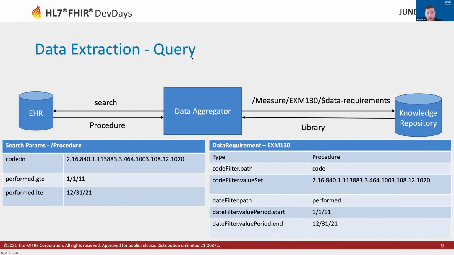And as noted, we're proposing that for R5 as an addition, and we plan to add that as an extension to the quality measure IG, so it's available for folks to use when they are querying for data requirements.